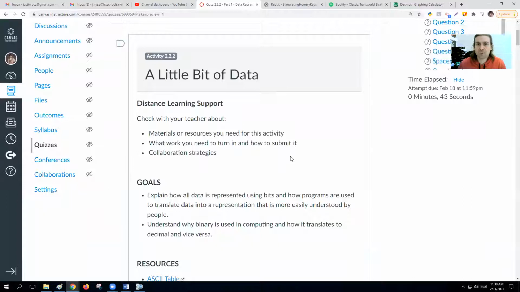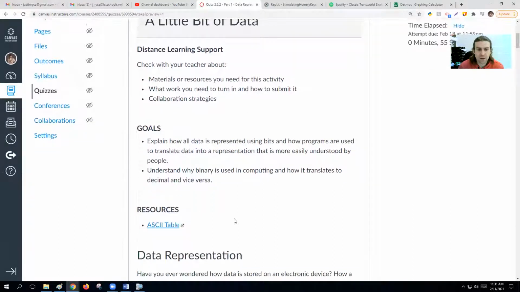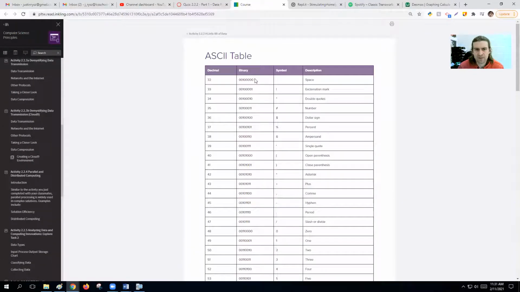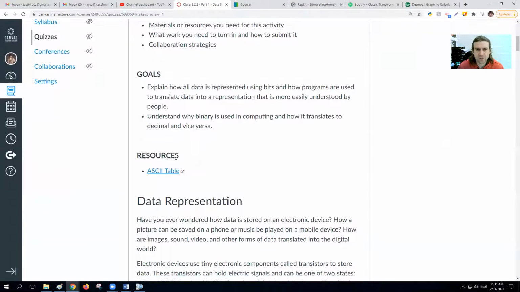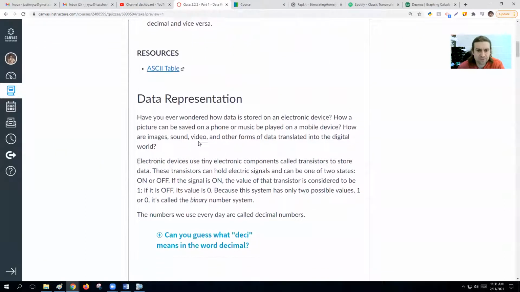We'll learn about what a bit is and how a program can use that to translate it into other things. We're also going to understand why binary is used in computing and how we can translate that to decimal and vice versa. A good resource here is this ASCII table, which we will look at later on. We have the decimal value and then what symbol and description it is. You can also Google some of those things, and that kind of helps out.